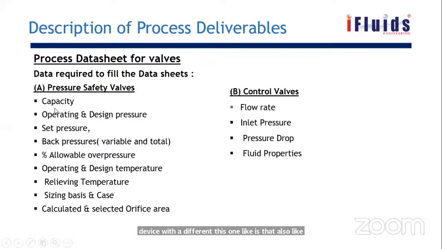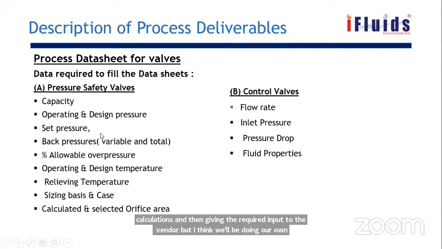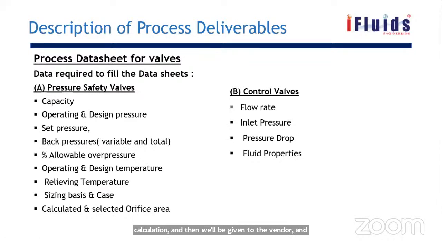So for safety valve, we'll be doing the calculation and giving the data to the vendor, and then the vendor will size and give the final data sheet for this procurement. We'll give all our operating conditions and the design cases, like in case of fire, overpressure will happen, or in case of blocked discharge, or in case of power failure. We'll be doing all the calculations and giving the required input to the vendor for sizing. We'll do our own calculation and give it to the vendor, and then they will give their data, and then we'll validate and finalize for the procurement.